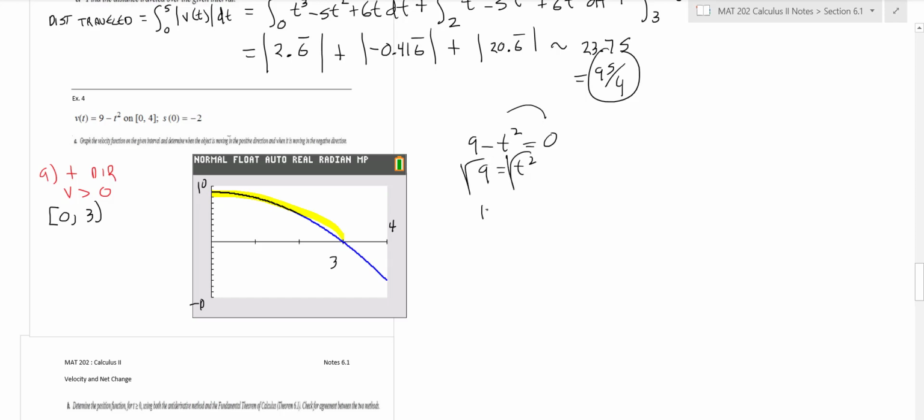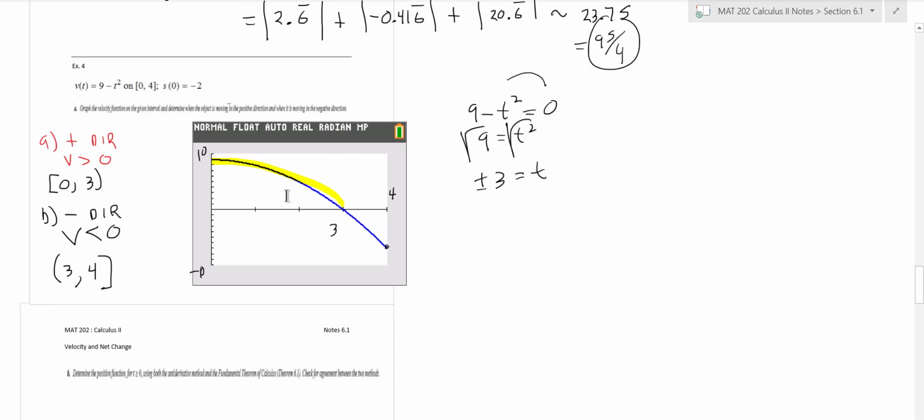Okay, so you get t is plus or minus 3, so clearly that's a 3. Okay, and then the negative direction, what did we learn? That's where the velocity takes on negative values, so that would be 3 to 4. So exclude the 3, but include the 4 because you do have a negative value at 4. Okay, so that's that again. I don't want to do that anymore.